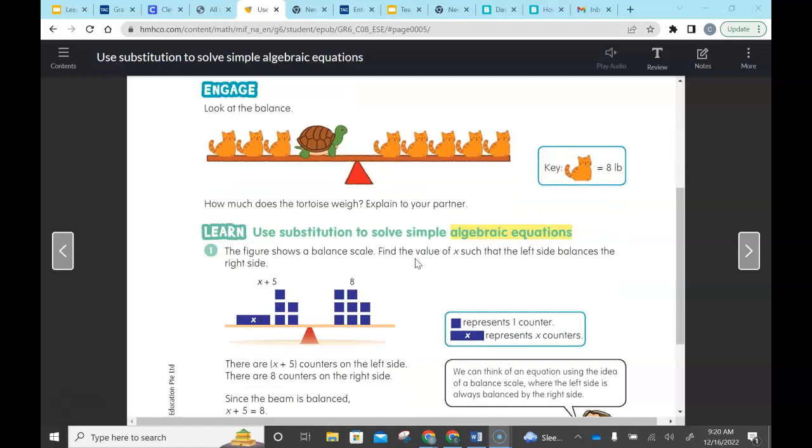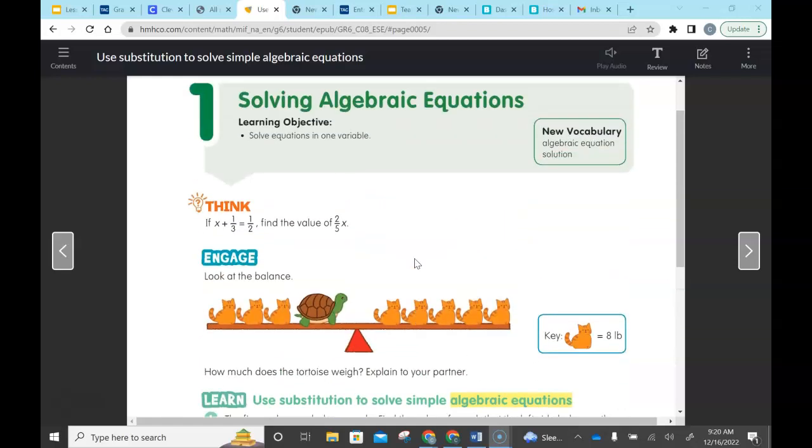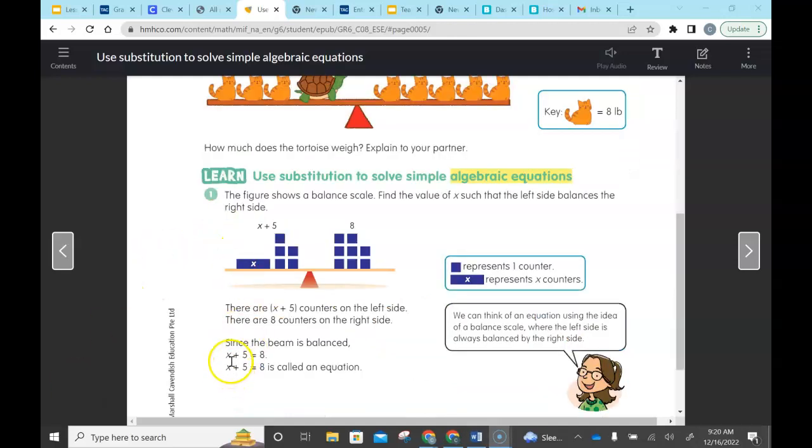So we can see the objective for this lesson is to solve equations in one variable. So what do we mean by solving equations? We're going to think about a problem like this that you can see below on page 57, x plus 5 equals 8. What we're trying to do is find a solution to this and think about what plus 5 would give us 8. So we need to find the value of the variables for these different problems.